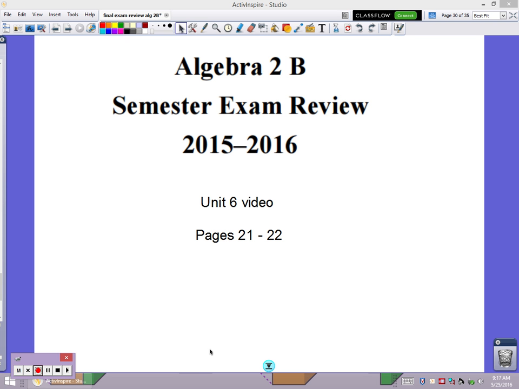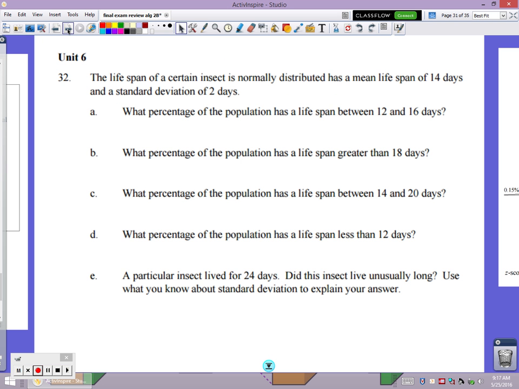I will be talking to you about Unit 6, which is the last two pages of the packet, page 21 and 22, probably the most recent material that you've been working on, so most likely the easiest stuff for you to remember. Alright, so let's take a look at that.